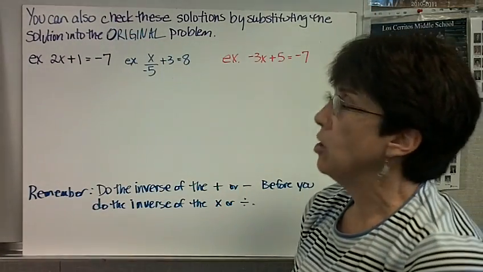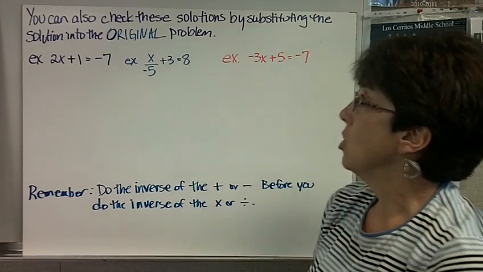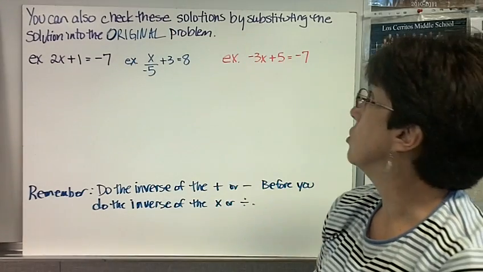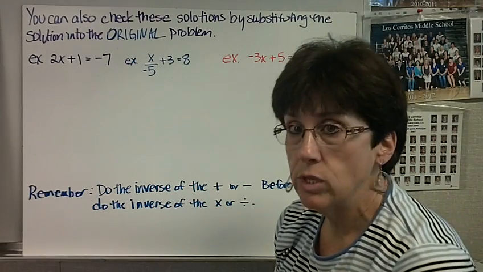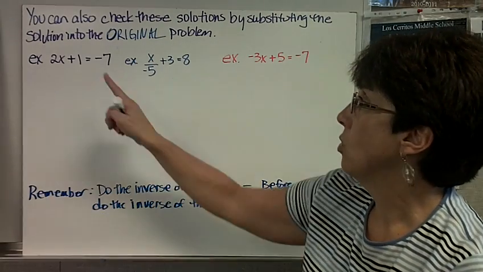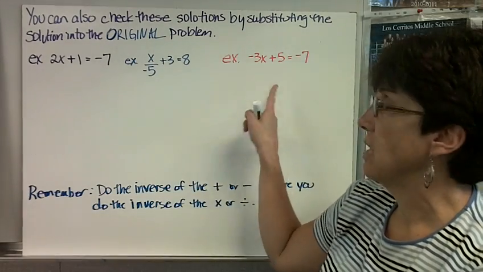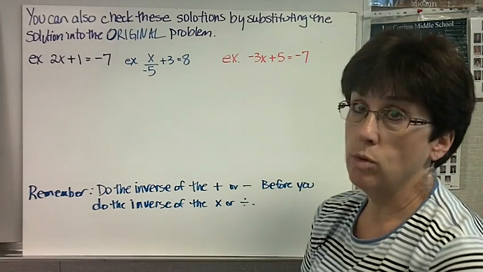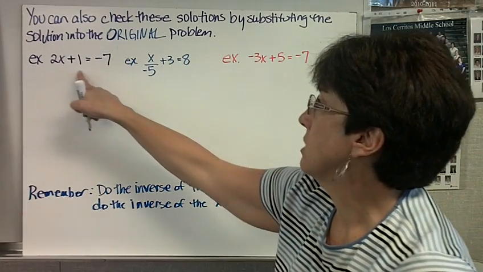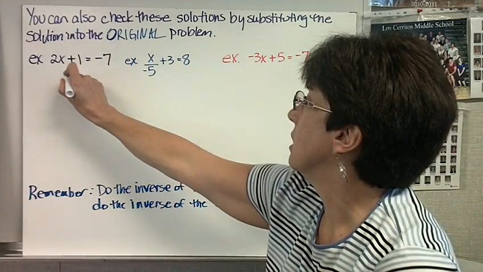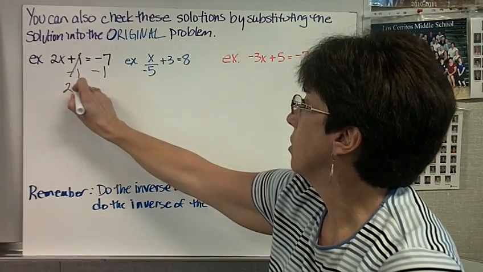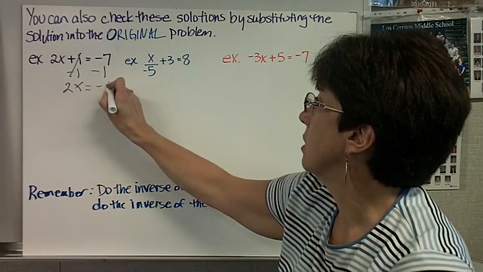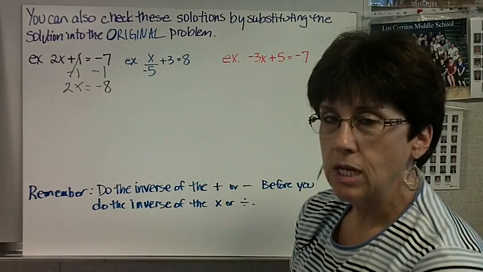So, you may think, oh, we don't have to check these. Well, you can also check these solutions by substituting the solution into the original problem, just like we did in our one-step problems. So let's do these 3 examples and check them, and then we'll be done. 2x plus 1 equals negative 7. Let's subtract 1. Those cancel out. 2x equals negative 8.